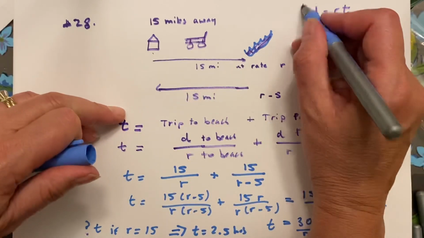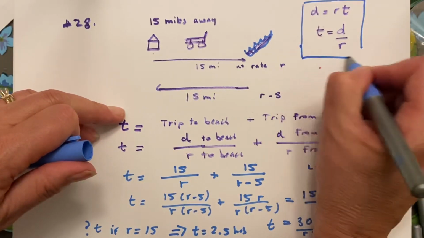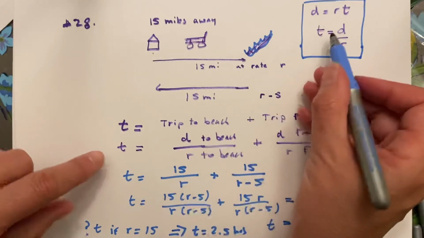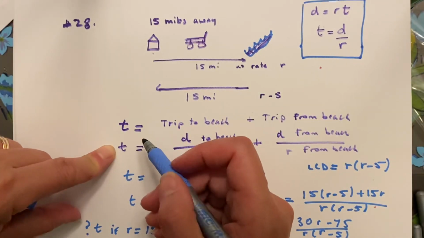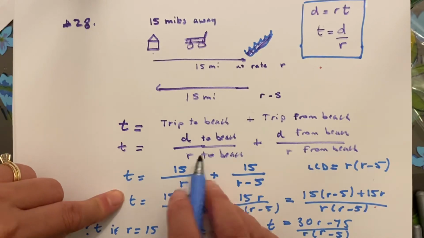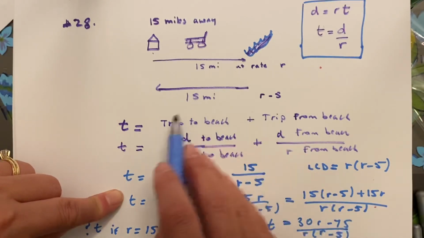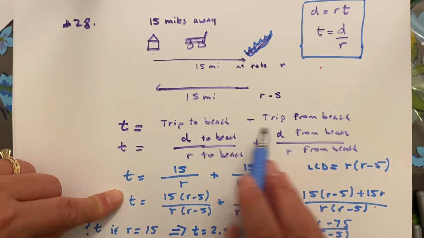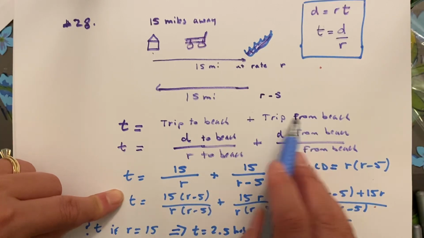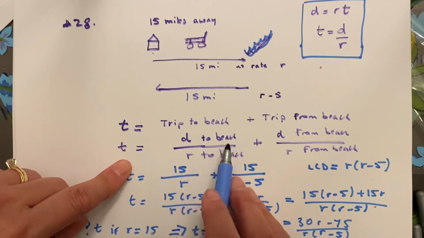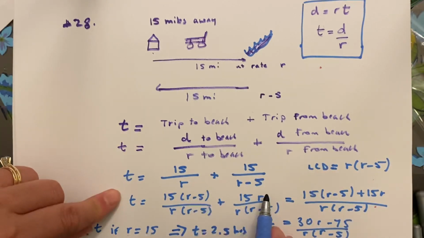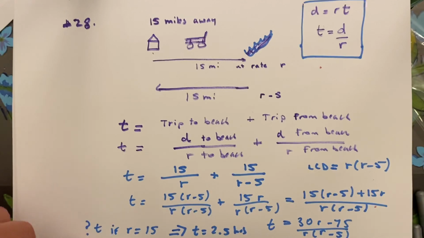You're using your governing equation. You always need to determine what that is. You always need to say what you're looking for. They said very clearly they're looking for time. You put in words what you're trying to say. Trip to the beach, trip from the beach, time to the beach, time from the beach. You plug in your equation. You then plug in your numbers, and you're able to answer the question.